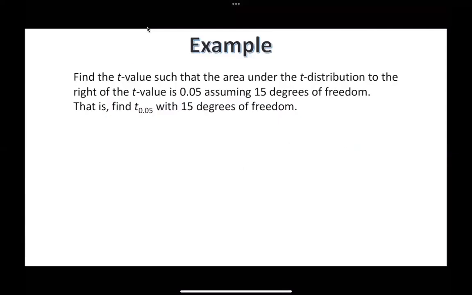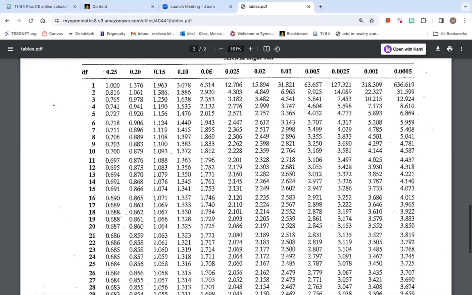All right, so we're going to find the t-value such that the area under the t-distribution to the right of the t-value is 0.05. We're assuming 15 degrees of freedom. So I'm going to show you the t-table. I'm going to zoom it in just a little bit. We're going to get 0.05 and 15 degrees of freedom. Okay, 0.05 is right here. Let's go down to 15 degrees of freedom. So right here, my t sub 0.05 is 1.753.